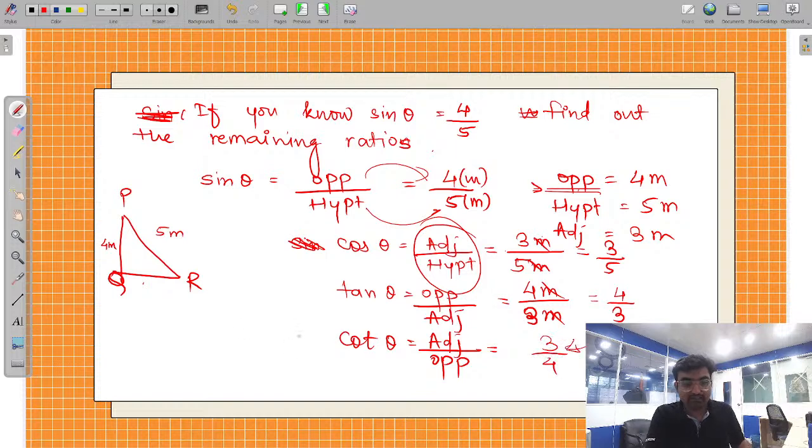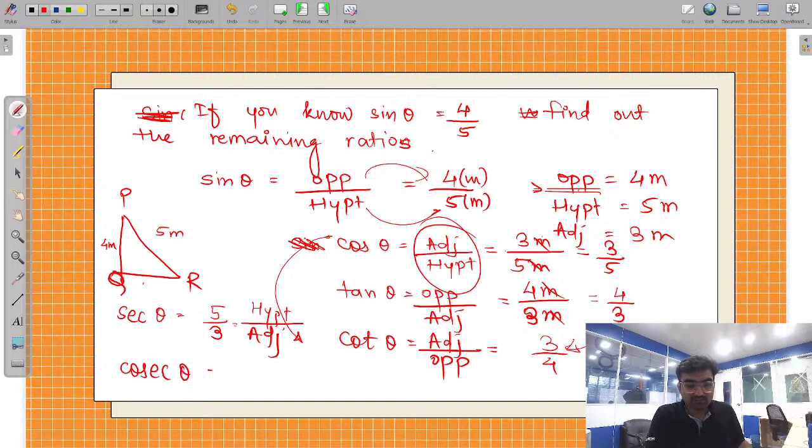Reciprocal of this. Then the next is, what is the next? The next will be reciprocal of cos. So cos is c, so the opposite will be sec, correct? So for sec theta, the ratio will be 5 by 3. And what is it? It is hypotenuse upon adjacent, correct? And the last is cosec, which is reciprocal of sine, that will make it hypotenuse upon opposite, and that is 5 by 4. Clear? Hope you got it.